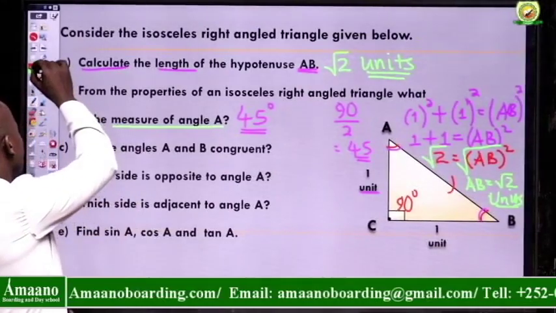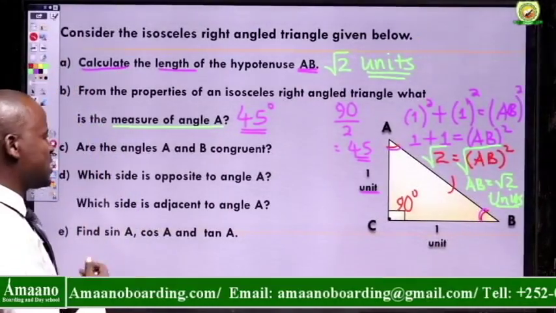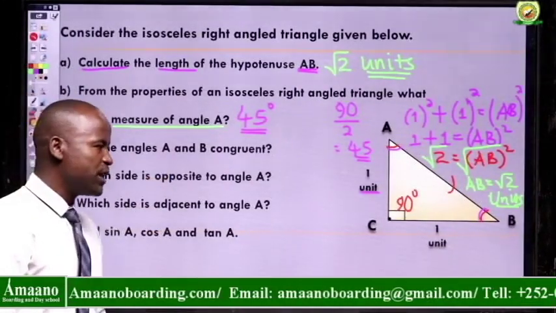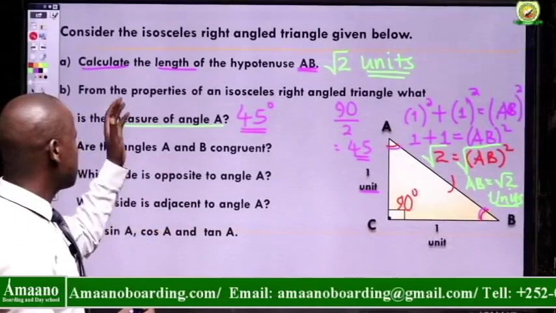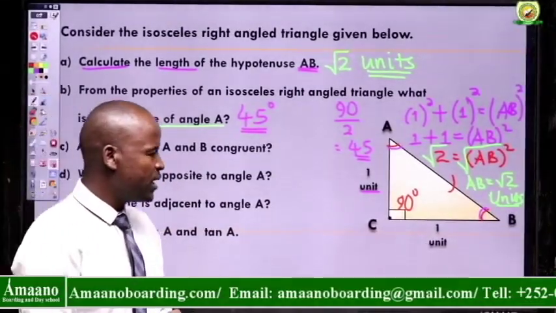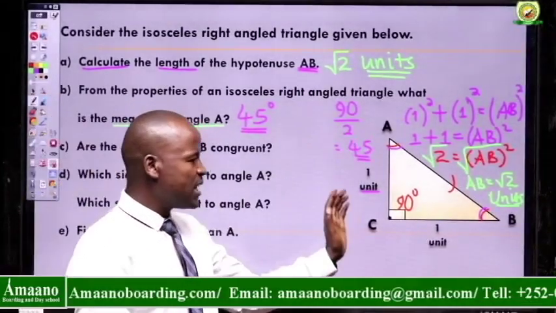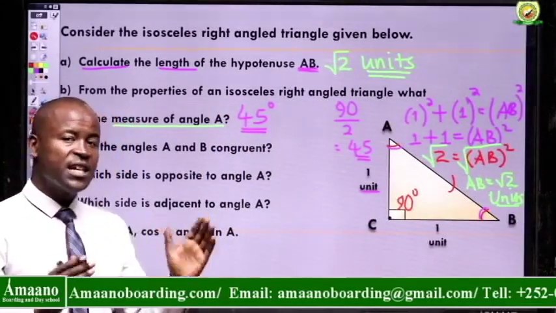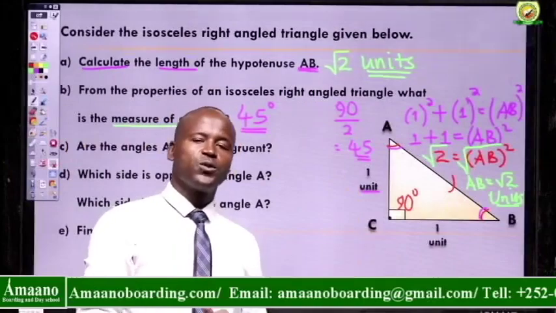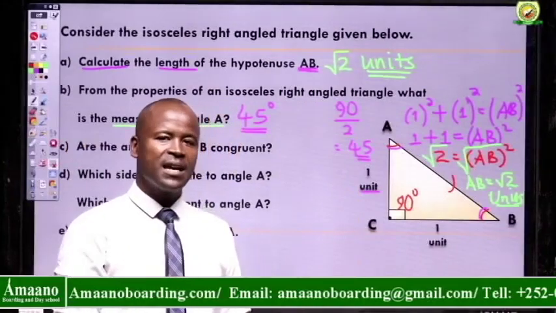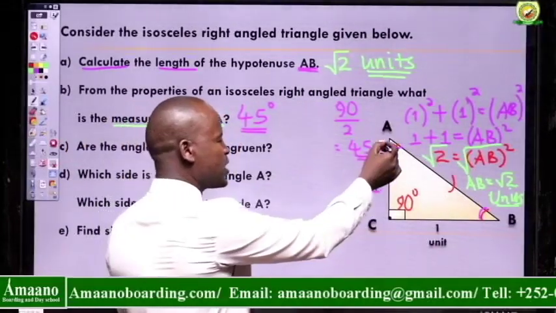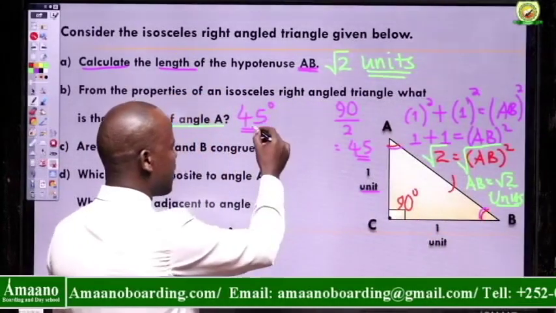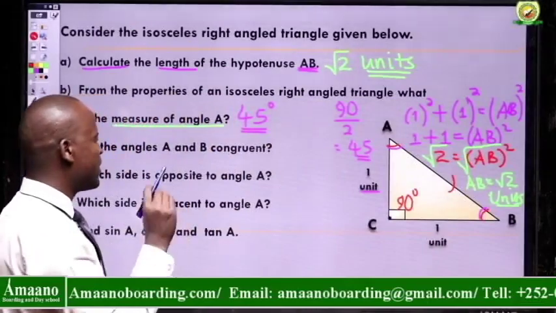Now let's proceed to question C. The question says, are the angles A and B congruent? Yes, we have answered this question under question B. We have said that in a given isosceles triangle, two sides are equal, plus the angles opposite to these two equal sides are the same. So the degree measures of angle A and angle B are equal. That means they have equal degree measures, 45, 45.